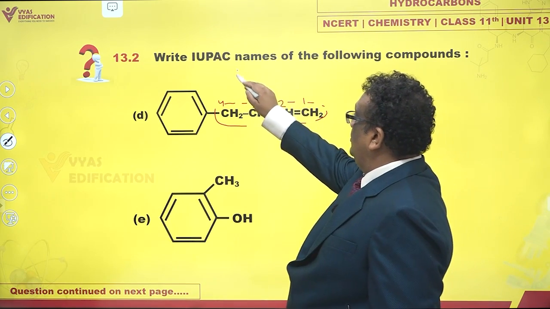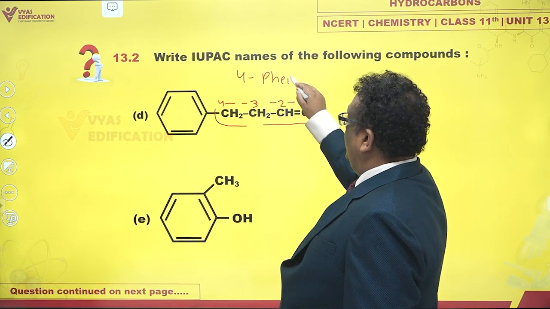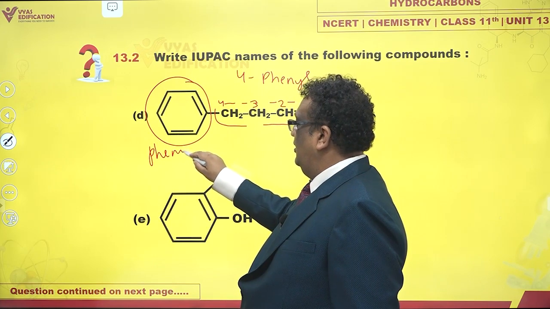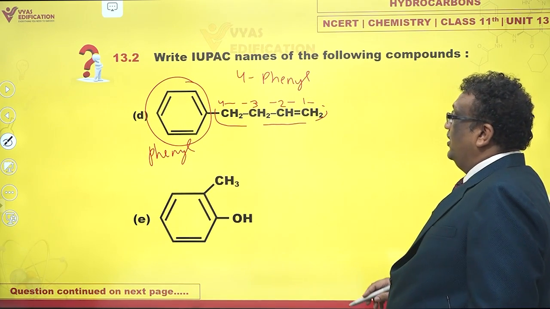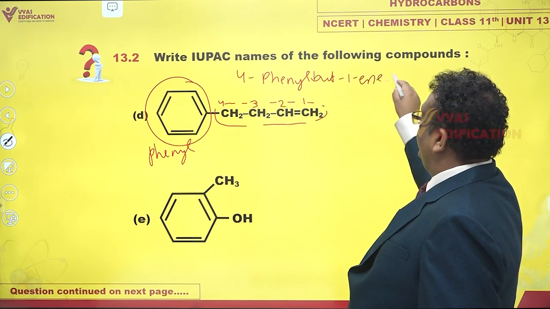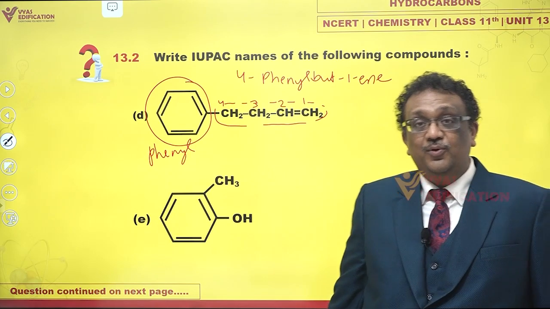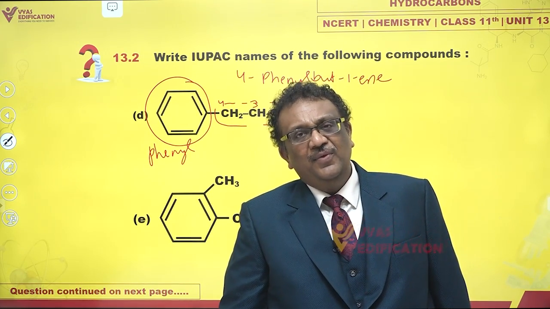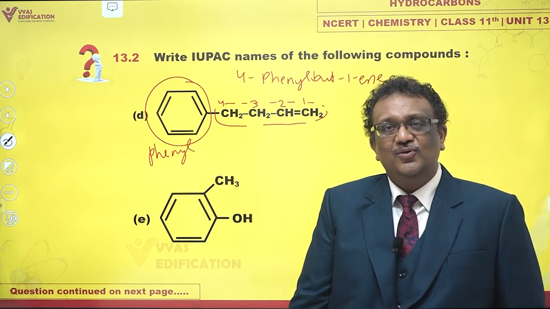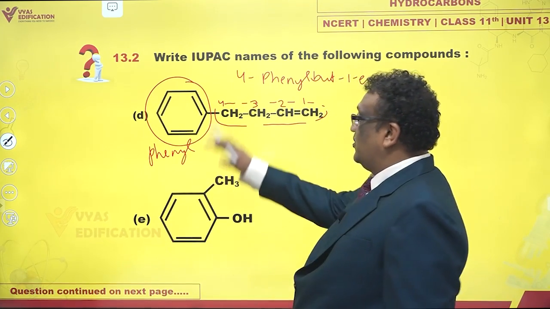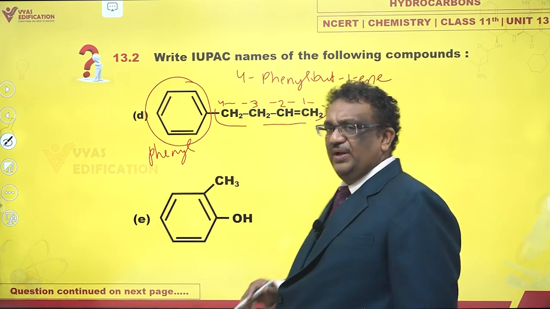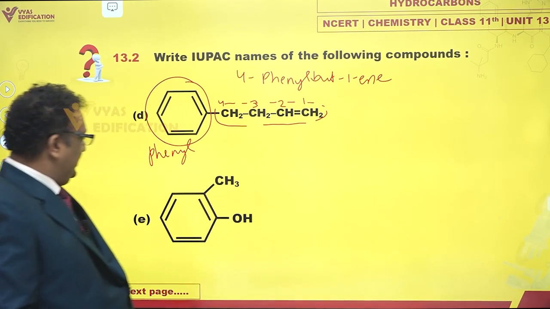4-phenyl, because this group is called phenyl. This is phenyl. 4-phenylbut-1-ene. The phenyl group can be very conveniently chosen as a substituent. So don't be impressed by the fact that this is a ring and there are 3 pi bonds. It's okay, it's there, very nice, but this is a very good name as well.